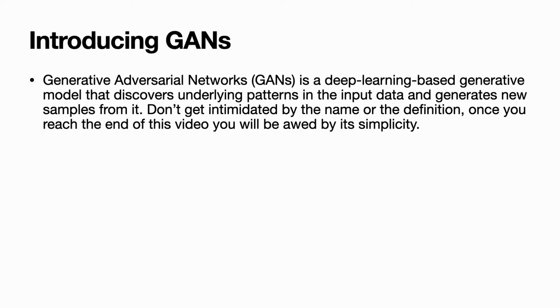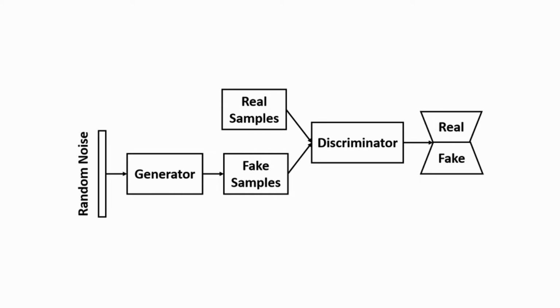Generative Adversarial Networks, GANs, is a deep learning-based generative model that discovers underlying patterns in the input data and generates new samples from it. Don't get intimidated by the name or the definition. Once you reach the end of this video, you will be awed by its simplicity. The basic GAN architecture has two neural networks, the generator and the discriminator. Once the generator is able to create data that can fool the discriminator into thinking that it is real, then the model training is complete and the generator is trained to create good fake data.